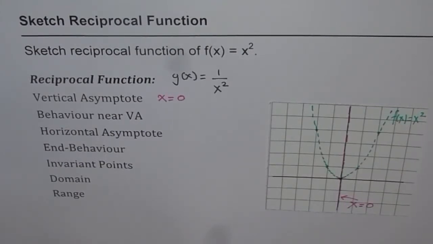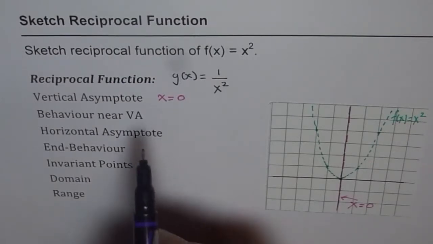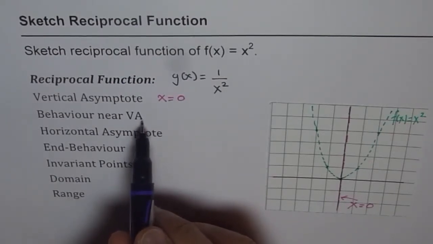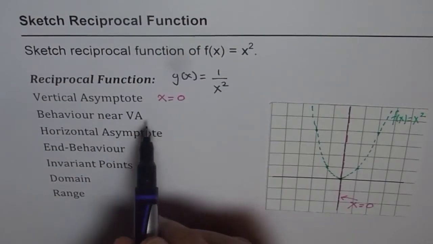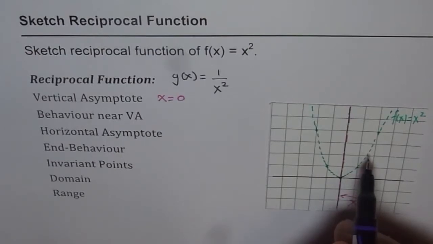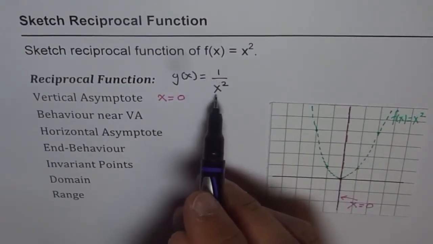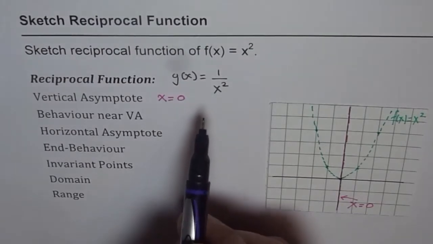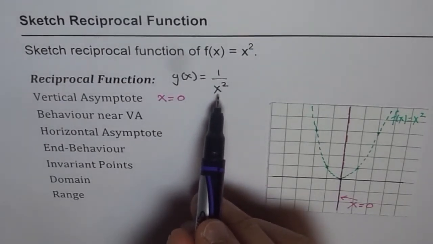Now let us check the behavior near the vertical asymptote. When we say behavior near the vertical asymptote, that means we should take a point which is very close to 0 on the left side and on the right side and check its value. Value of 1 over x squared, right? As you know, the value of 1 over x squared will always be positive, correct?